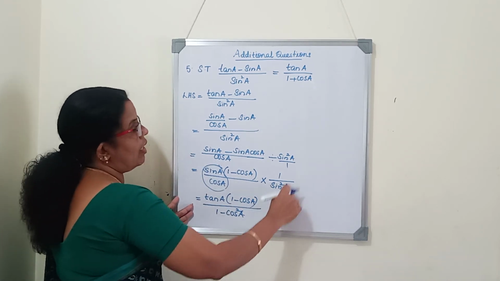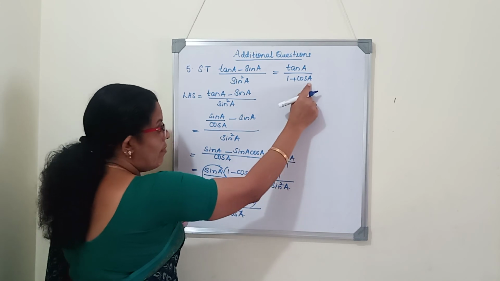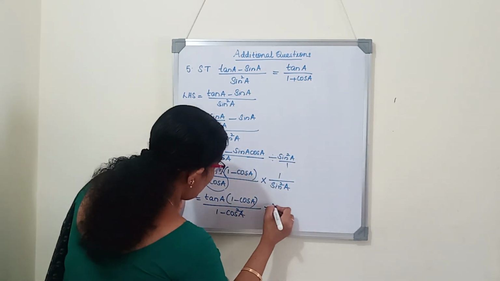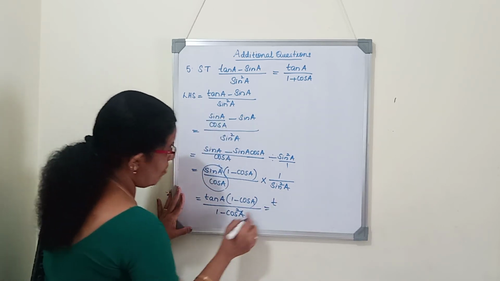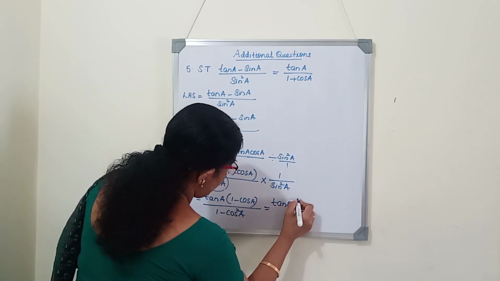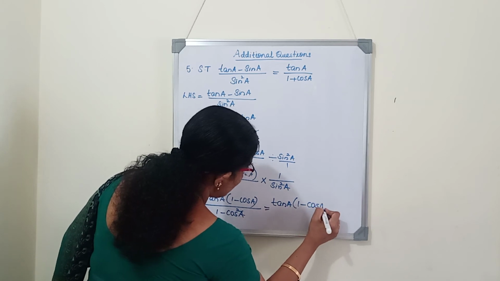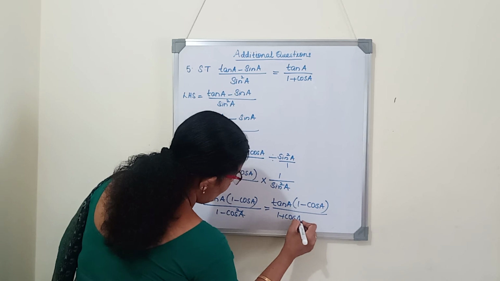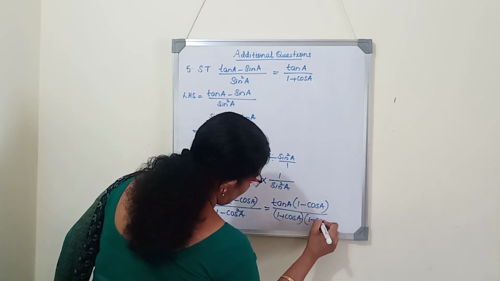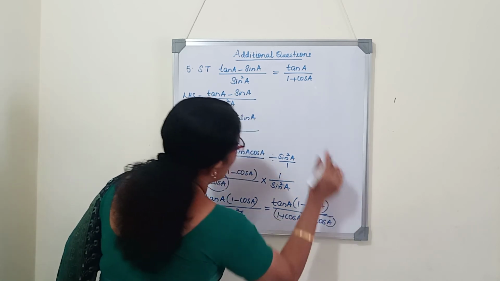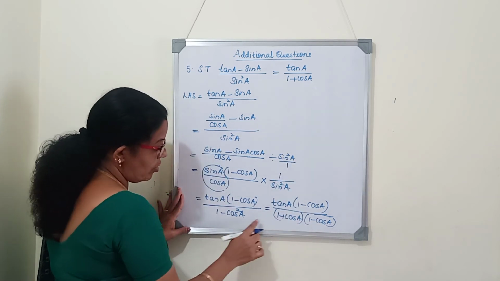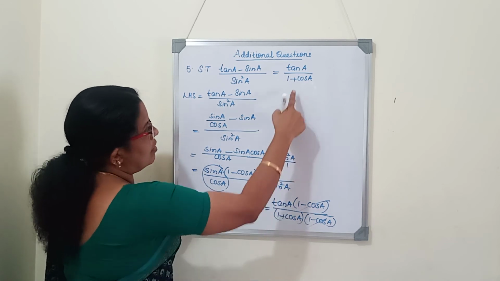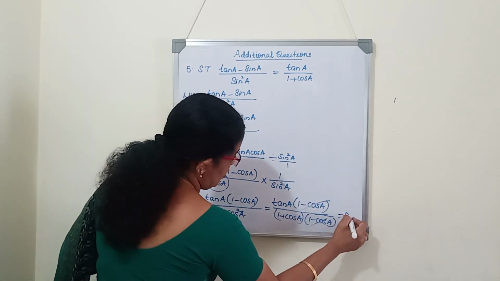Because if you write sin square A, we will never get 1 plus cos A. We want to get 1 plus cos A. So sin square A, if you write 1 minus cos square A, we know that it is in the form A square minus B square. We can write it as A plus B into A minus B. So 1 plus cos A into 1 minus cos A we can write. According to what we want to get, we will keep on changing the terms. 1 minus cos A will cancel, and we get tan A by 1 plus cos A. That is the RHS.